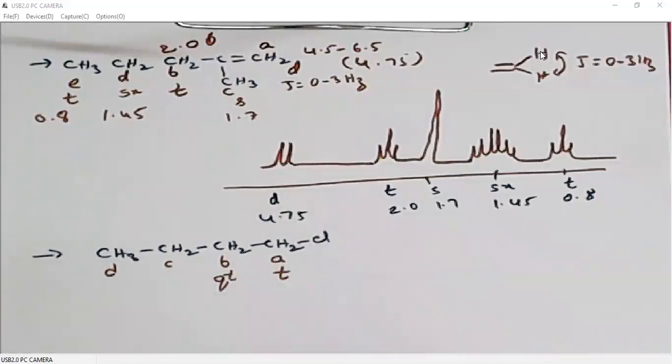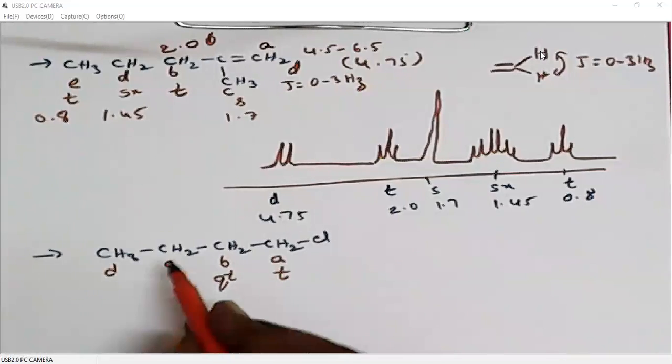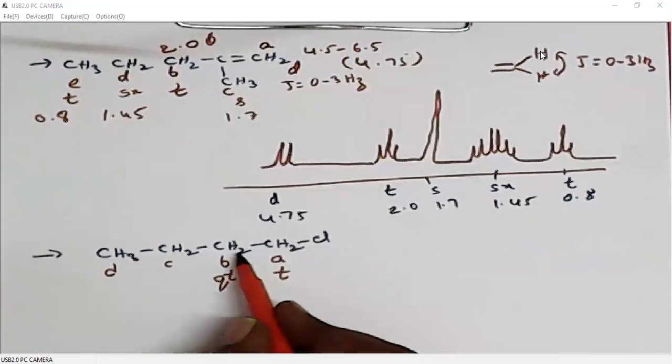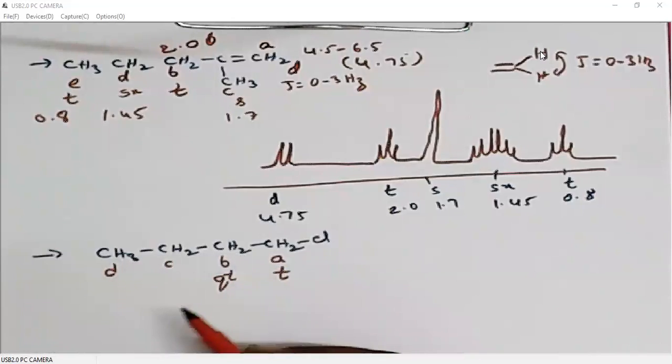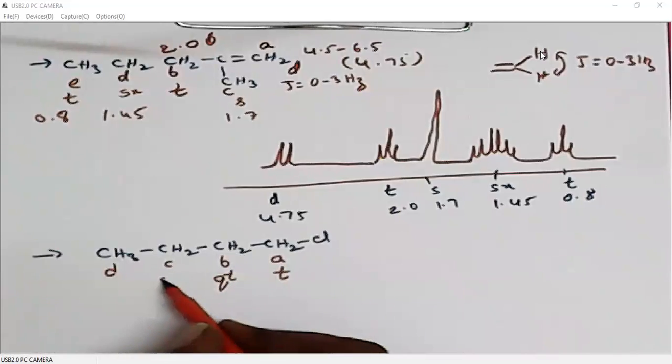It gives a quintet. Then this carbon, these two protons, have two alpha protons on the right side and three alpha protons on the left side. Altogether they have 5 alpha protons. So according to the n+1 rule, it is 5 + 1, 6, a sextet.